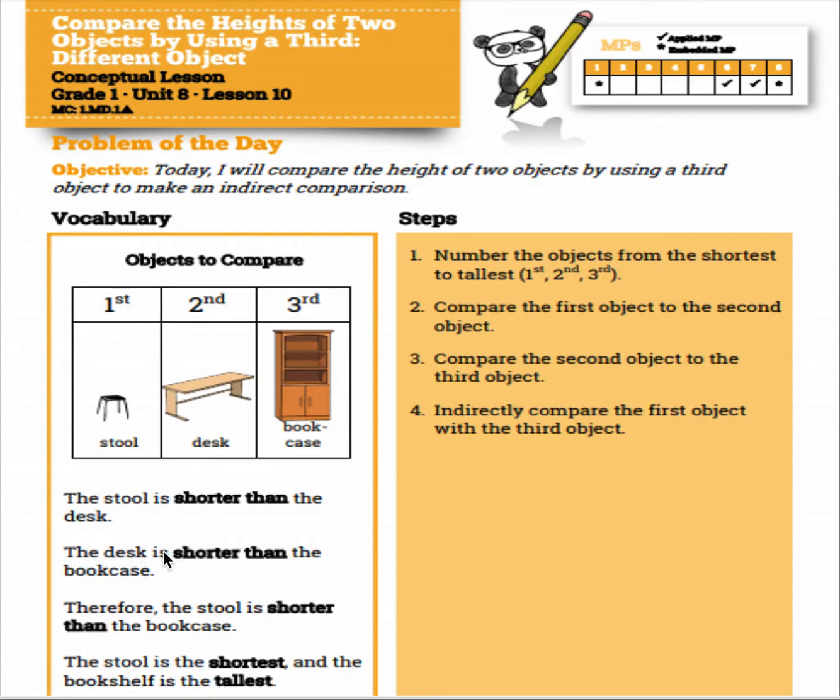The desk is shorter than the bookcase. We're comparing the second object to the third object. And now we're going to do step 4, indirectly compare the first object and the third object. So the first object, the stool, the third object, the bookcase. The stool is shorter than the bookcase.